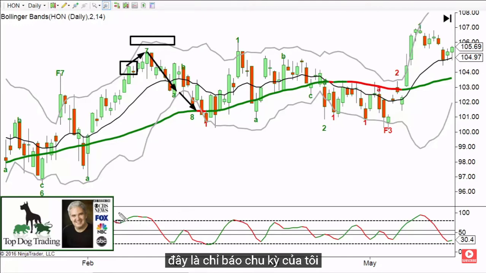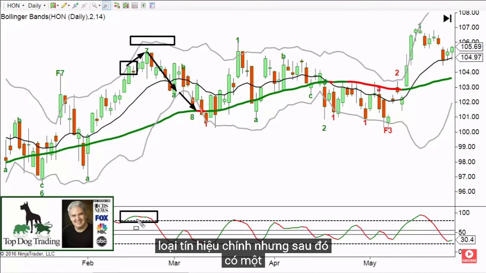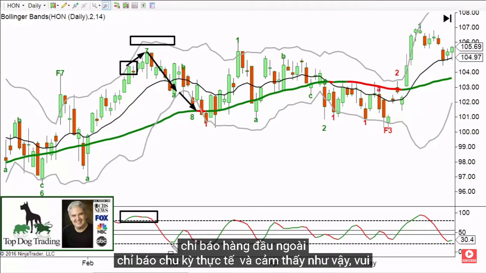So here's my cycle indicator. And by the way, it's half of the cycle indicator. Actually, we use this as the primary kind of signals, but then there's another aspect of it, another line we put in there to actually give us kind of a leading indication beyond the actual cycle indicator.